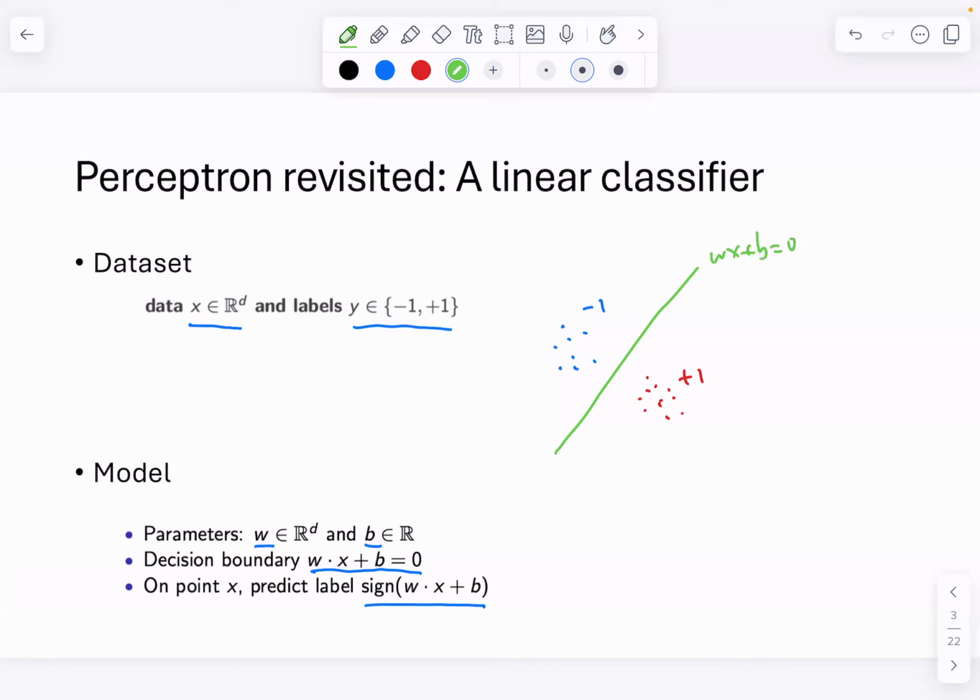If we have a new point here, and we want to make a prediction, then we just check the sign of Wx plus B, right? If it is above this line, then it should be, in this case, positive. Sorry, I think I made a mistake. So this should be positive and this should be negative. Yeah. So this is how we make predictions on a new point.